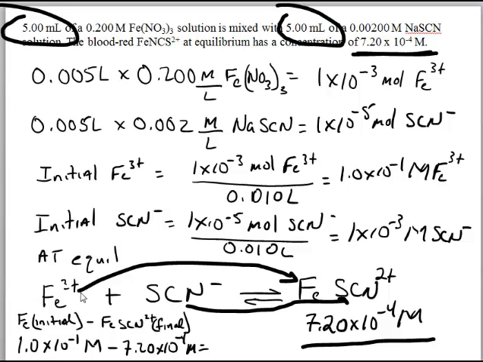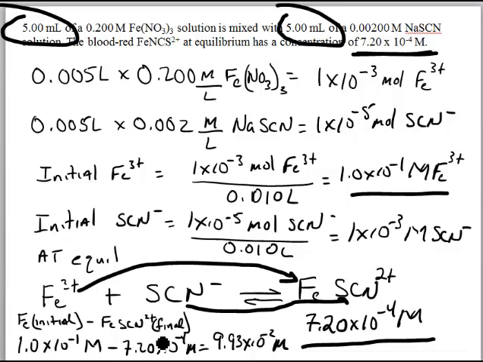So I take my initial concentration, the 1 times 10 to the minus 3, and I subtract off, because it's a 1-to-1 relationship, 7.2 times 10 to the minus fourth. To get out here, my answer for iron 3 plus is going to be 9.93 times 10 to the minus 2 molar. That's my final equilibrium concentration of iron 3 plus. And then the same process for SCN minus, right? In this case, it's 1 times 10 to the minus third minus that amount to give me my final.